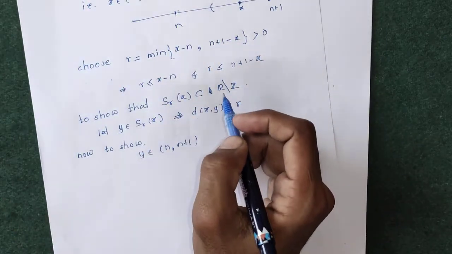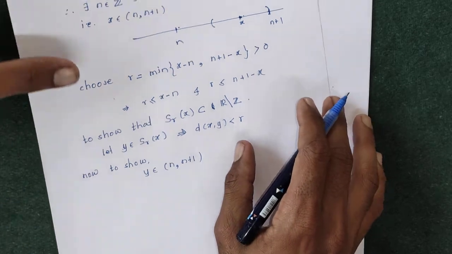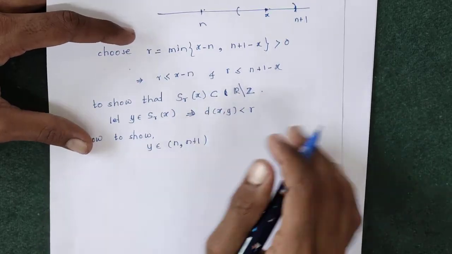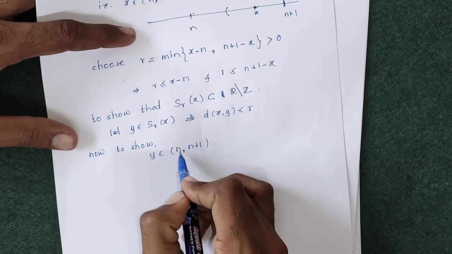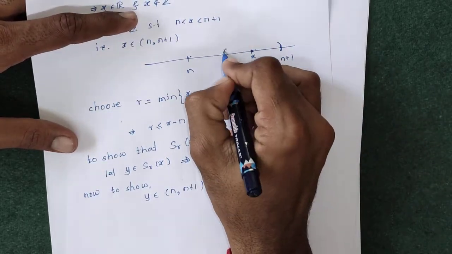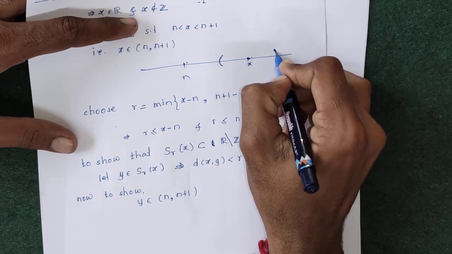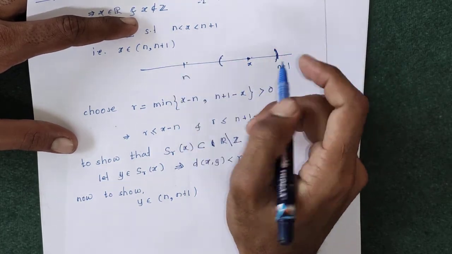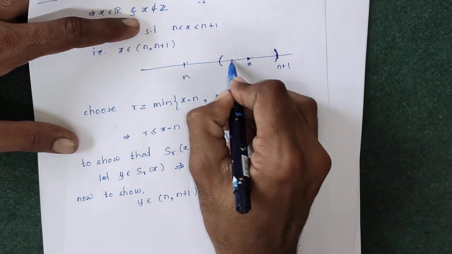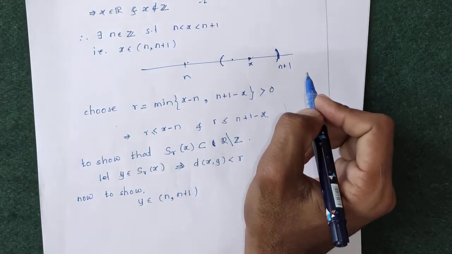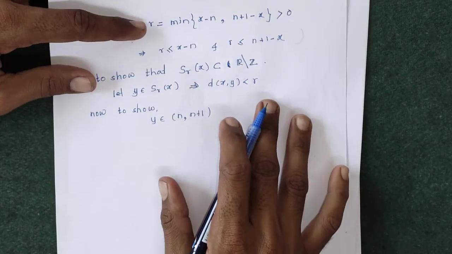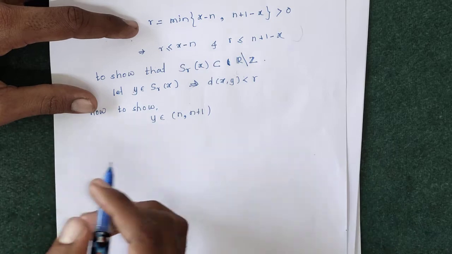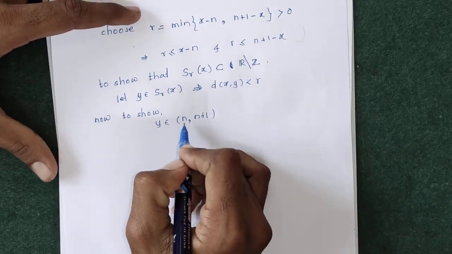To prove that the open sphere lies in R minus Z, we have to prove that the open sphere does not contain any integer. So we have to prove that y is again between n and n plus 1. Diagrammatically, we can clearly see that this open sphere is between n and n plus 1. So if we take any element of this open sphere, then that element is between n and n plus 1. So here we have to prove y belongs to the interval n to n plus 1.